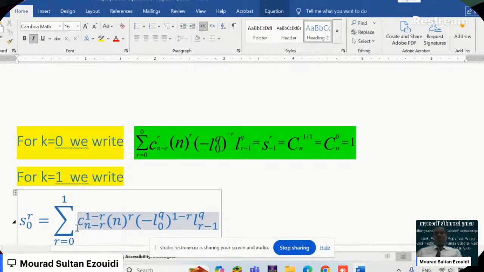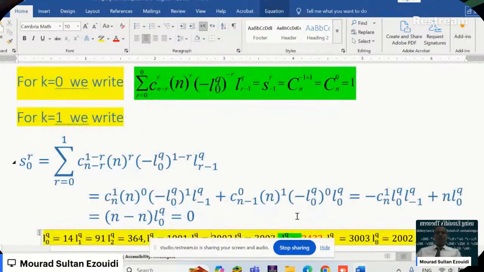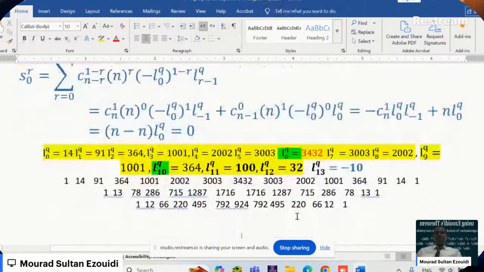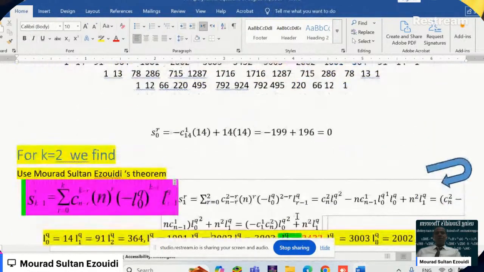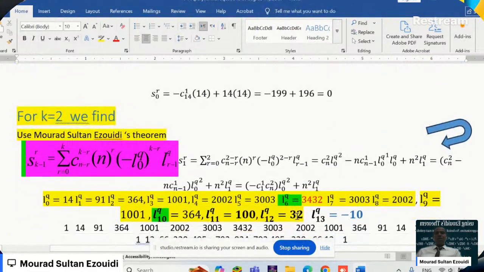K equals 1, S0 is equal to 0, according to the formula after developing it. And we are going to use the coefficients of this original 14th degree polynomial equation, and we will find the value of S0 is equal to 0.